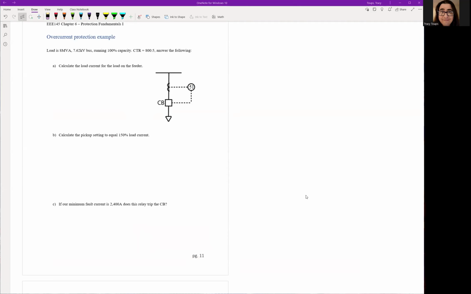Then look at our pickup setting, which is 150% of full load current, or full load amps. And then, let's check: we have a minimum fault current of 2400 amps, which we looked at through software. Does this still trip the circuit breaker? Let's check to make sure the relay will still operate at that minimum fault current level. Do some analysis to see if 2400 amps hits that pickup setting, and if it's at the pickup setting or higher, then you trip the circuit breaker. Everybody, let's go ahead and work on this, and we'll come back in 20 minutes and check your answers. We'll see you then.